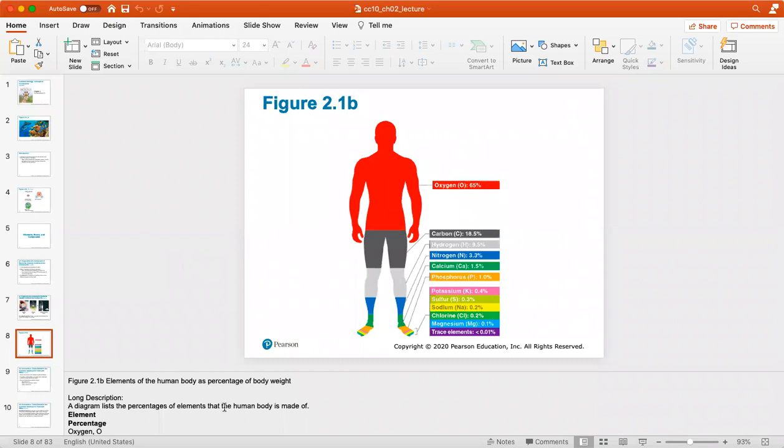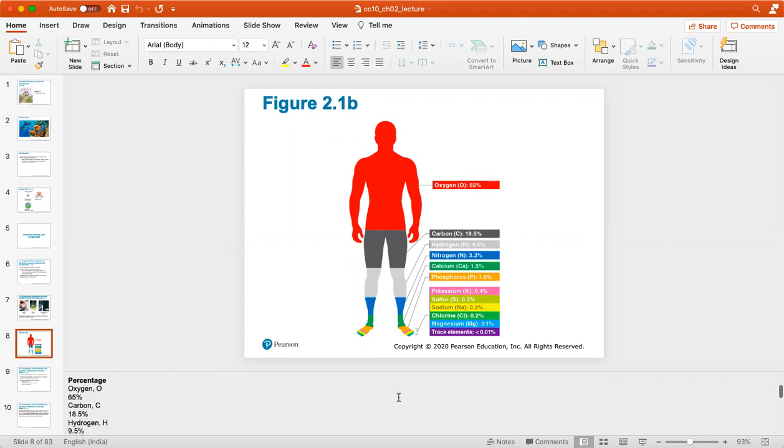Here's a look at a diagram listing the percentages of elements that the human body is made up of. You can see oxygen has the highest percentage, and then carbon, hydrogen, and nitrogen. Those are the top 4 that make up the body: oxygen, carbon, hydrogen, and nitrogen. But you can see here there are many other elements that make up the body as well. And when we say make up the body, these elements will combine to form compounds, which will combine to form different molecules, which will go on to form proteins that really make up all the tissues in your body, the organs in your body, all the cells in your body.